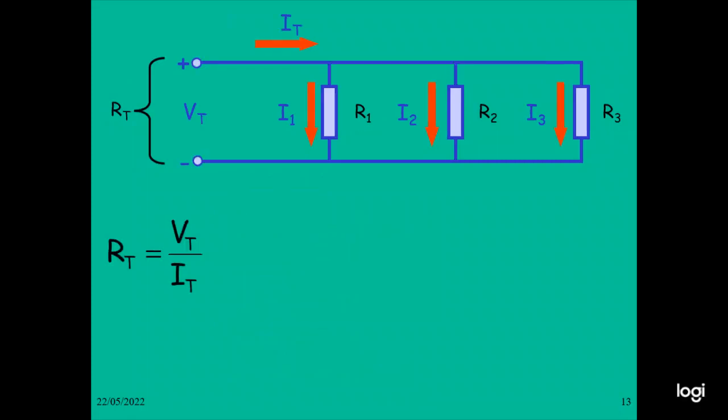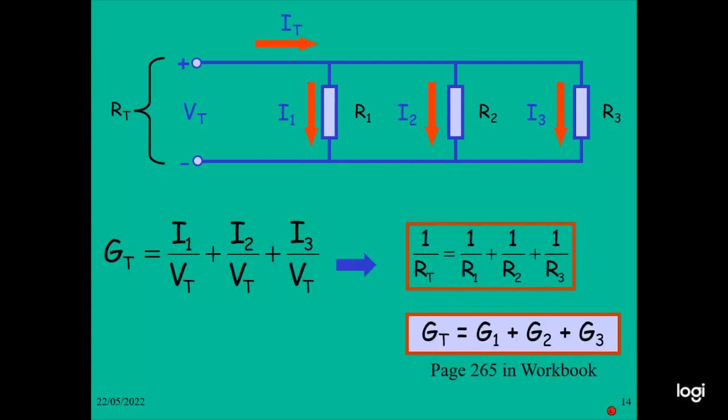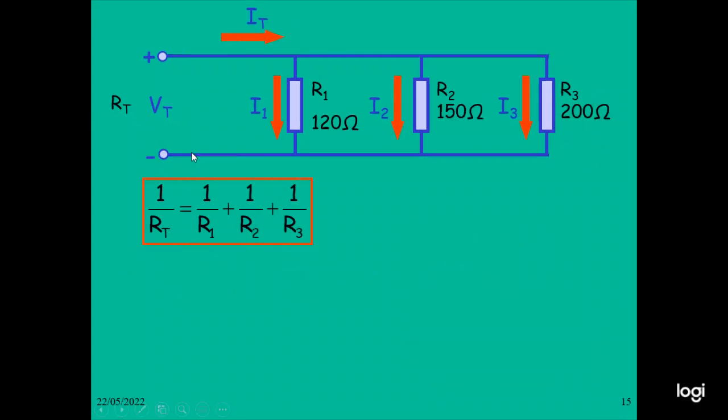R total is VD by ID. Therefore, R equals VD by I1 plus I2 plus I3. So this is the R total calculation. GD equals I1 by V1 plus I2 by V2 plus I3 by V3. Then GD equals G1 plus G2 plus G3, or 1 by R equals 1 by R1 plus 1 by R2 plus 1 by R3. So 1 by RT equals 1 by R1 plus 1 by R2 plus 1 by R3.